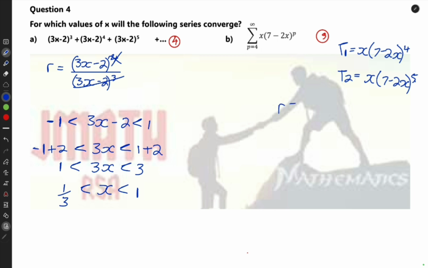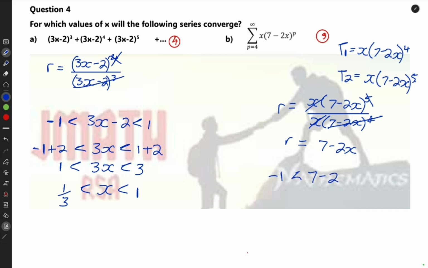But let me just write it out for you so you can see. So x, and then 5 of these brackets. Luckily, I don't need to write all 5. But there we go. And this one, x, and then 4 of these brackets. Then everything will cancel out. 4 of those brackets cancel out 4 of those. There is 1 of these brackets left, and that is my r value. So this will converge if r lies between minus 1 and 1. So the only thing I need to do is now get x in the middle.